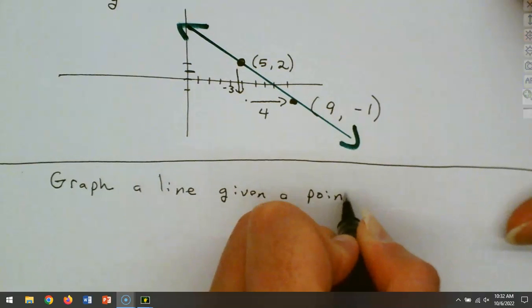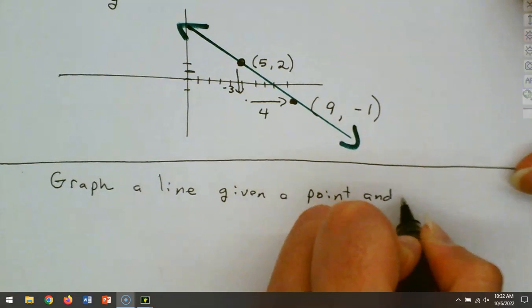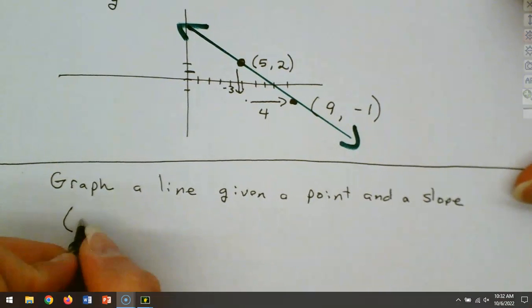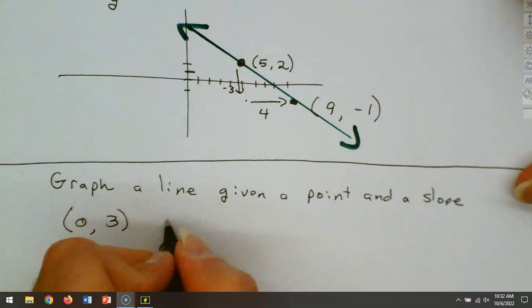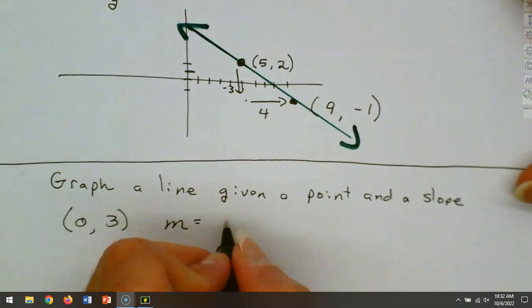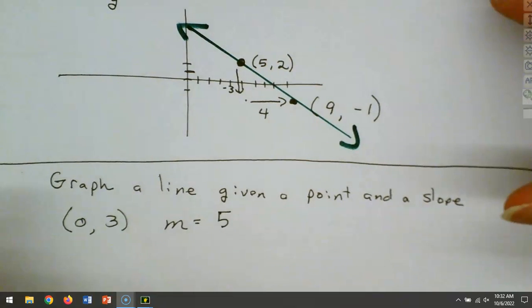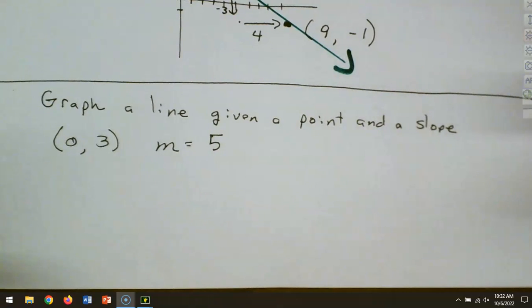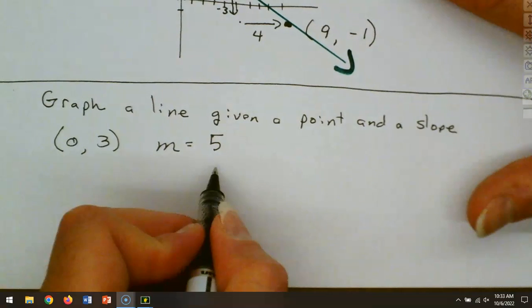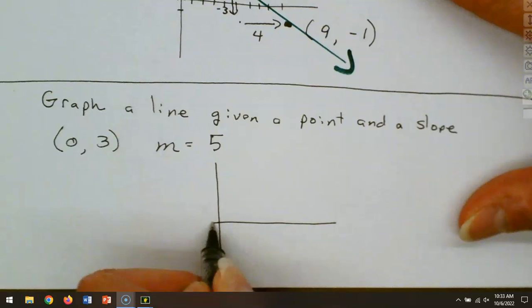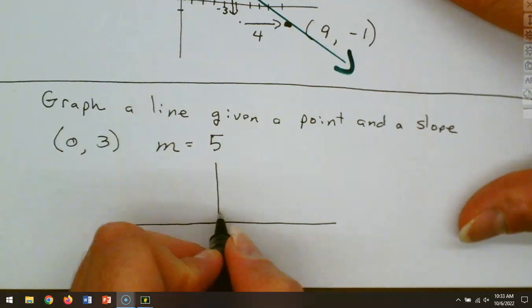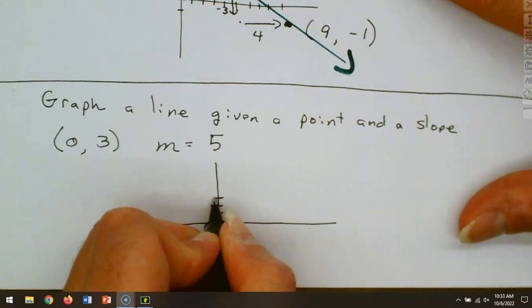So we're going to graph a line. We're given a point and a slope. So how about 0, 3? And let's say we're giving you a slope of 5. Okay, so how would I graph this line? We don't need to make it more complicated than what it needs to be. What do we do first? The first thing we do is we find our point. So 0, 3. So that's at 0, and that's up 1, 2, 3 units.